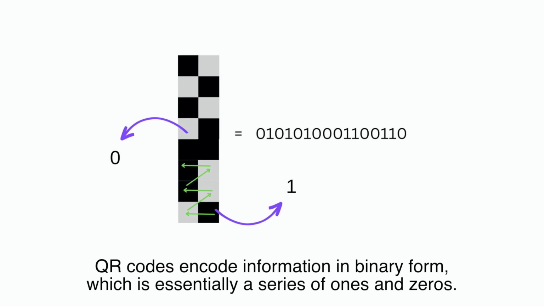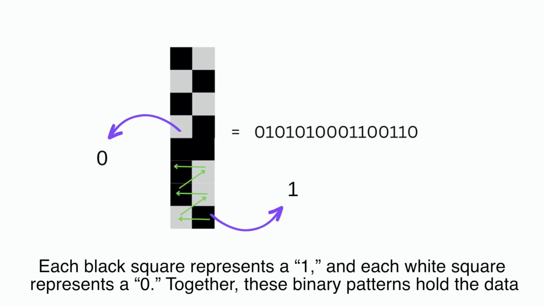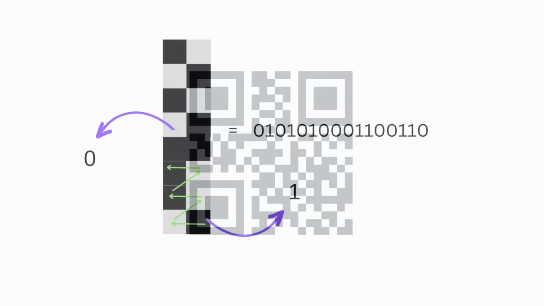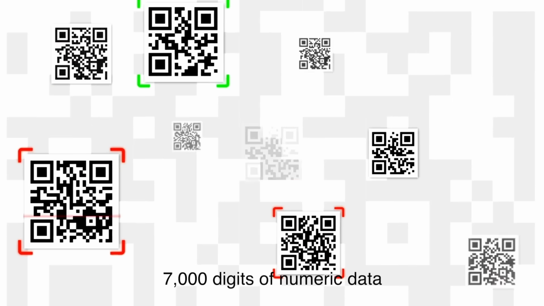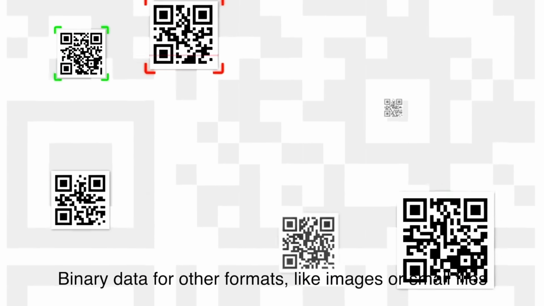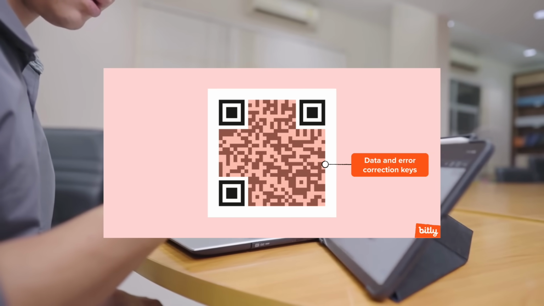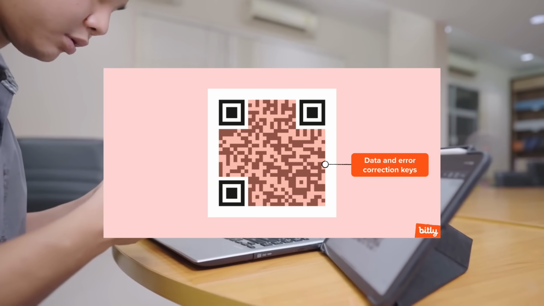QR codes encode information in binary form, which is essentially a series of ones and zeros. Each black square represents a one, and each white square represents a zero. Together, these binary patterns hold the data. To give you an idea of how much they can store, a standard QR code can hold up to 4,296 alphanumeric characters, letters and numbers, about 7,000 digits of numeric data, and binary data for other formats like images or small files. The data is compressed into these tiny squares using error correction, a feature that makes QR codes incredibly reliable. Even if part of the code is damaged or obscured, error correction algorithms can still recover the data.